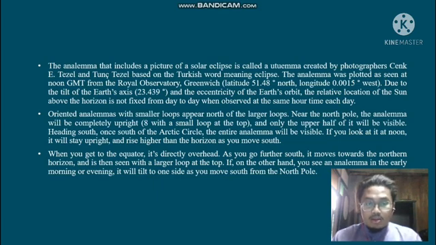Oriented analemmas: smaller lobes appear north of the larger lobes near the North Pole. The analemma will be completely upright, egg-shaped with a small lobe at the top, and only the upper half of it will be visible heading south, on the south side of the Arctic Circle. The entire analemma will be visible. If you look at it at noon, it will stay upright and rise higher above the horizon as you move south. When you get to the equator it is directly overhead, and as you go further south it moves towards the northern horizon and is then seen with a larger loop at the top.